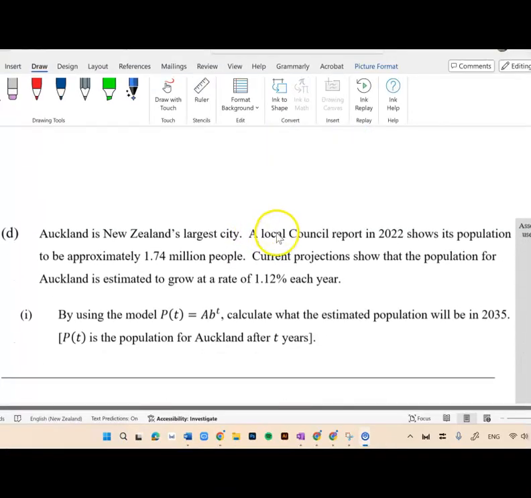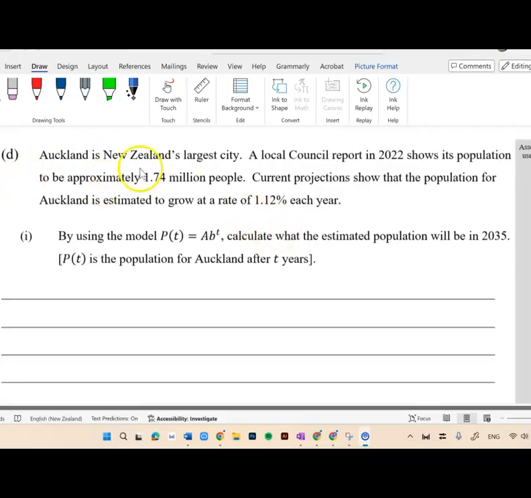Okay, we're going to move on to question D now. Auckland is New Zealand's largest city. A local council report in 2022 shows the population to be approximately 1.74 million. Current projections show that the population for Auckland is estimated to grow at a rate of 1.12% each year. By using the model P(t) = A·B^t, calculate what the estimated population will be in 2035.